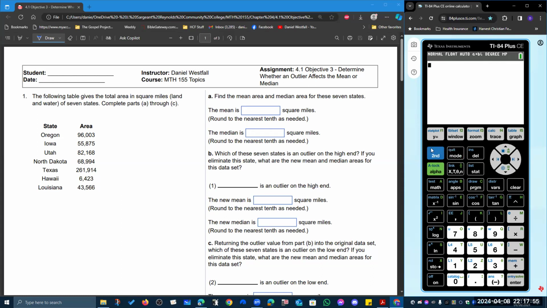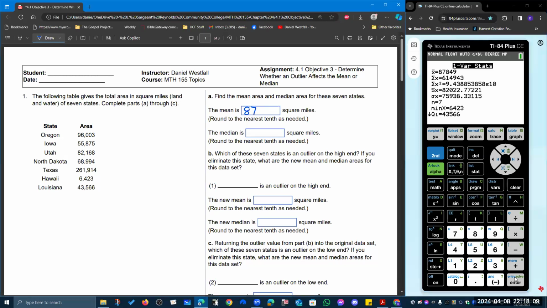So now let's quit out of that, and I want stat calc, one variable statistics on L1. It's going to give me the mean, which is 87,849, and the median, which is 68,994. And now we're asked to look for an outlier on the high end, and I'd say Texas is definitely on the high end, significantly larger than all the rest.